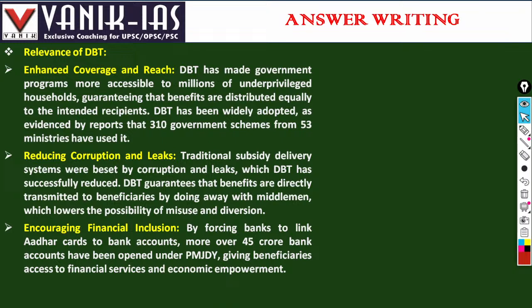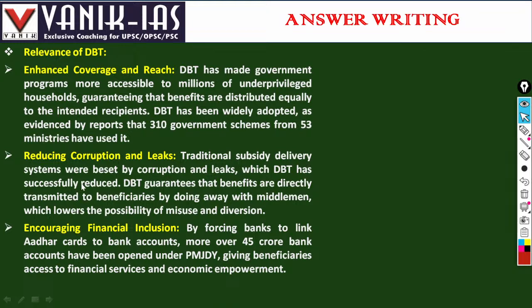So relevance, enhanced coverage and reach. The DBT has made government programs more accessible to millions of underprivileged households, guaranteeing that benefits are distributed equally to the intended recipients. DBT has been widely adopted, as evidenced by a report that 310 government schemes from 53 ministries have used it. So almost all are using the direct benefit transfer to give the benefit to the people directly in their account, reducing corruption and leakages.